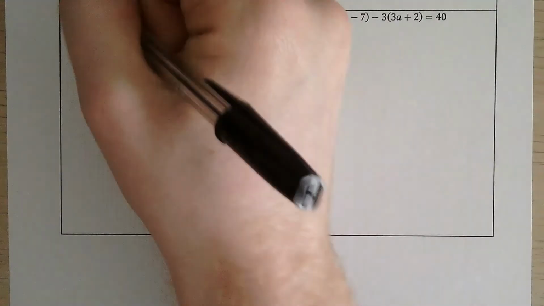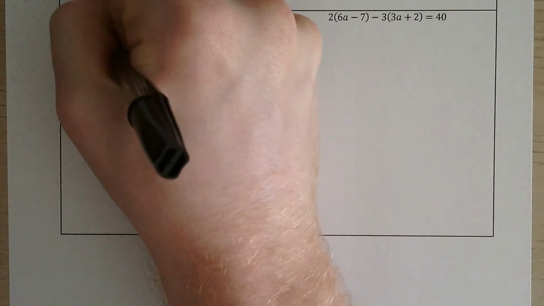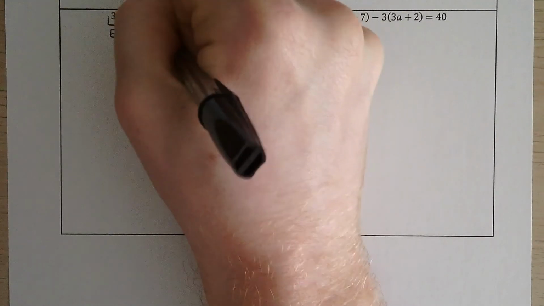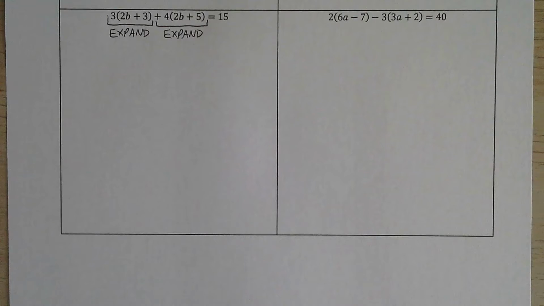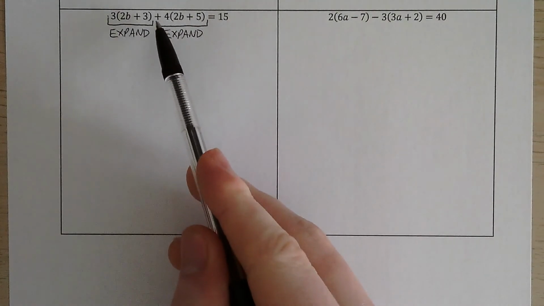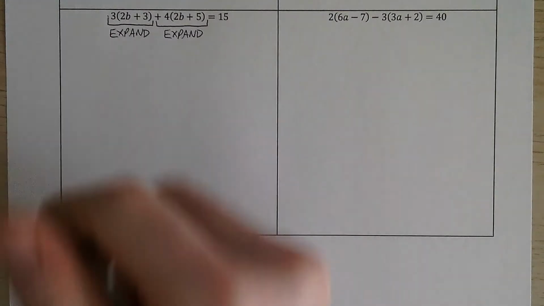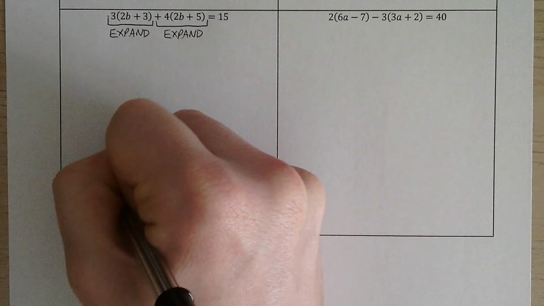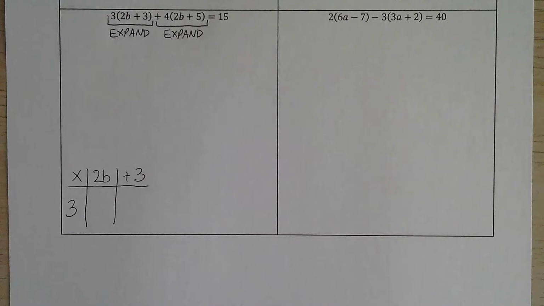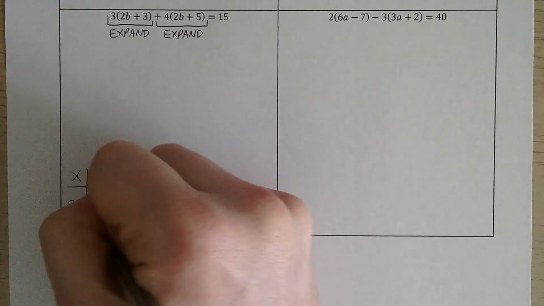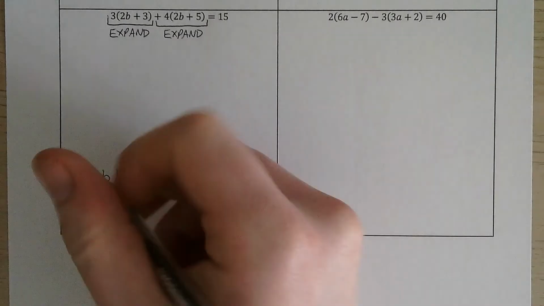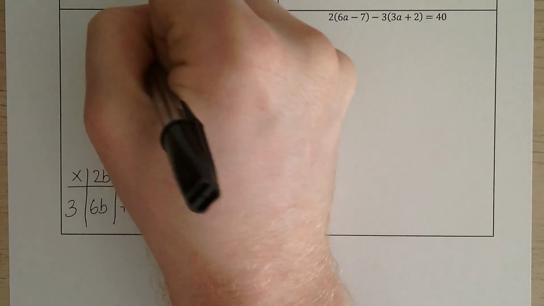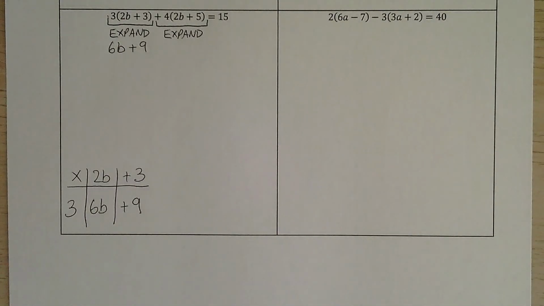Here we're going to have to expand both sets of brackets before we can start the rest of the question. Make sure to include this positive symbol within the second expansion. I'm going to do the working out for the expansions at the bottom of the page, and that will be using our grid method. 3 times 2b is 6b, and 3 times positive 3 is positive 9.